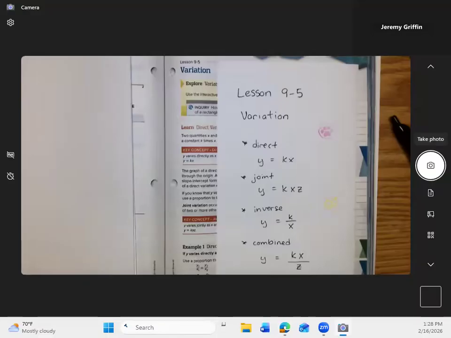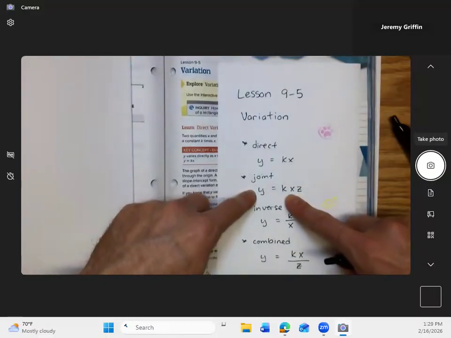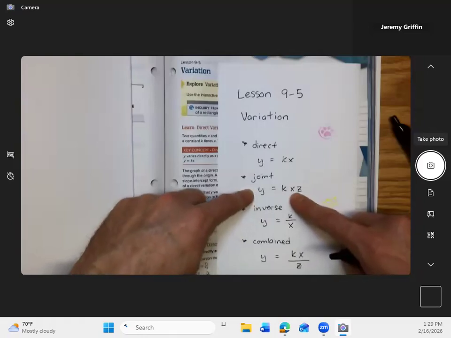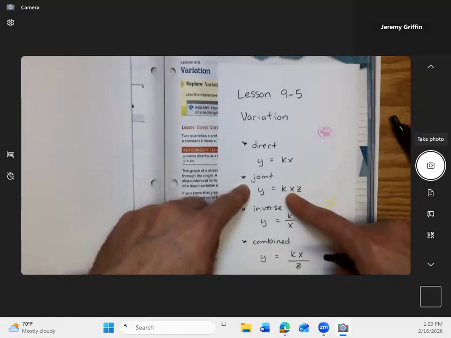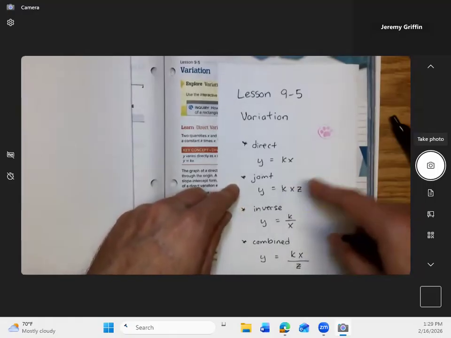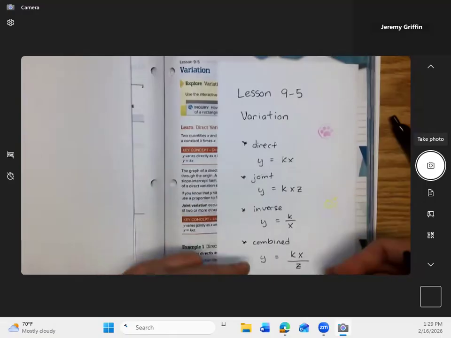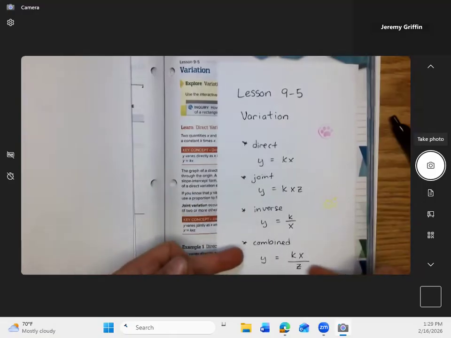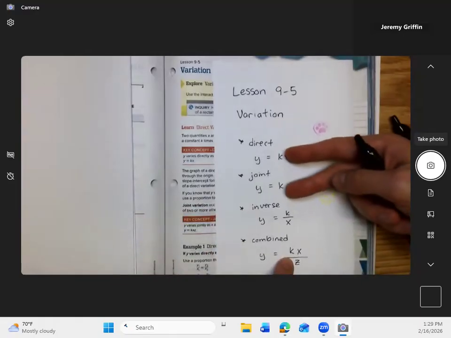And then a joint could be something like what if you throw more variables in the mix, like we have x, y, and z. So y could be directly proportional to x, but also directly proportional to z. Now you've got more variables that you could change. And then something combined is a similar idea, but there might be an inverse relationship also thrown in the mix, like y and z here.